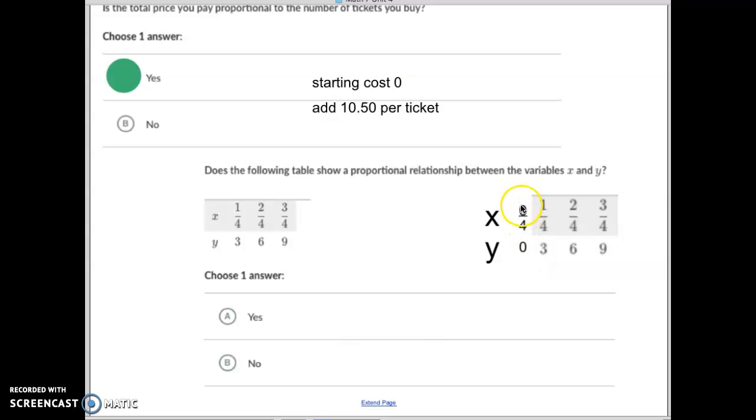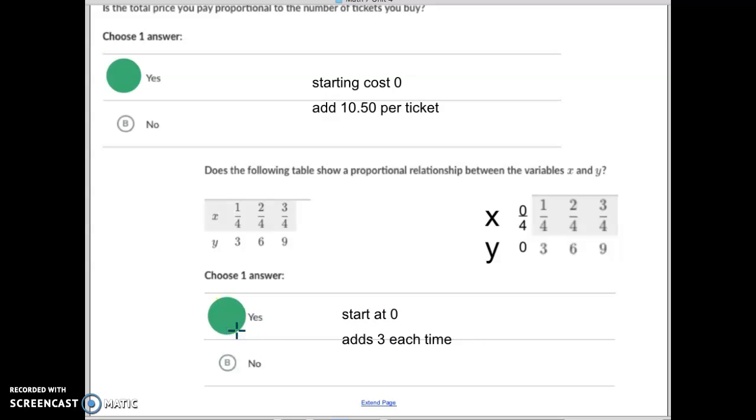Hey, by the way, what is 0 divided by 4? 0 divided by 4 is 0. That's right. It's like if I brought 0 cookies to share amongst 4 of my friends, how many cookies does each person get? They get 0. So yes, this one started at 0, okay? And then each time it adds 3. So is this proportional? Starts at 0, adds the same one every time? Yes, it is. So we are going to put a nice little check there.